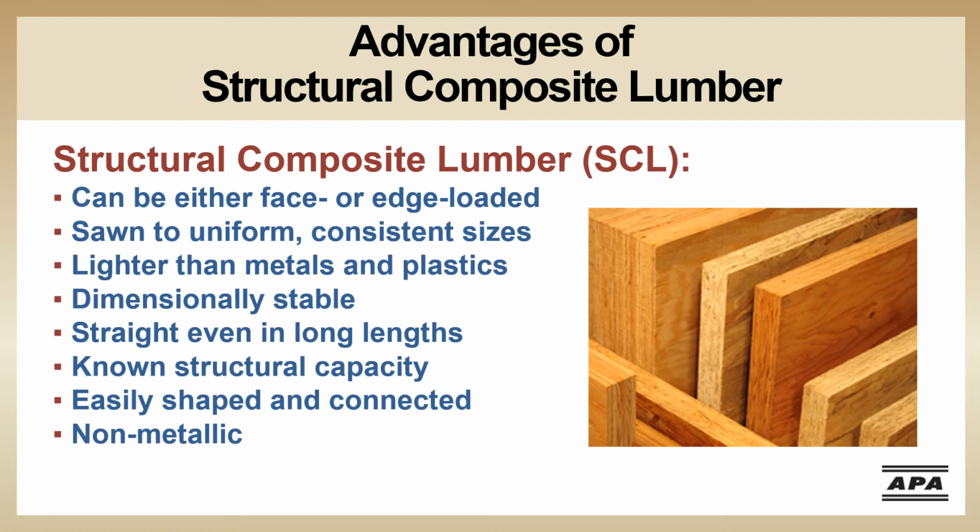The many advantages of structural composite lumber include flexibility in structural orientation. They are uniform in size, lighter in weight than metals and plastics, dimensionally stable, straighter and longer lengths than lumber, and they have known and dependable structural capacity and are easily shaped and able to be connected with most types of fasteners, and they're non-metallic.